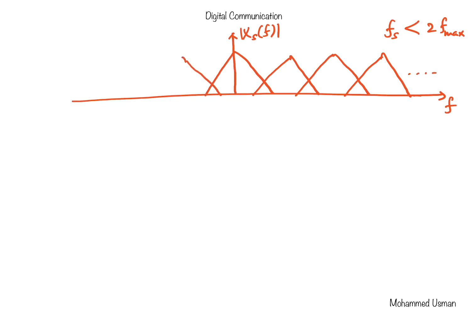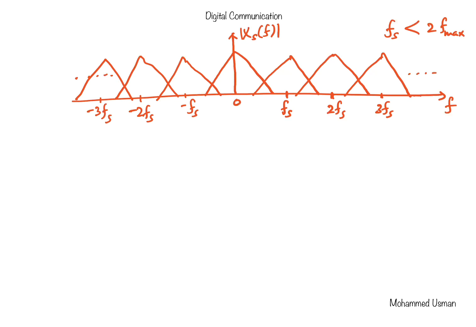So similarly, we are going to have a replica on this side and a replica on this side, and so on. Okay, so that's 0. That's the first replica occurring at 1 fs, the second replica at 2 fs, the third replica at 3 fs, similarly here at minus fs, minus 2 fs, and also minus 3 fs, and so on.